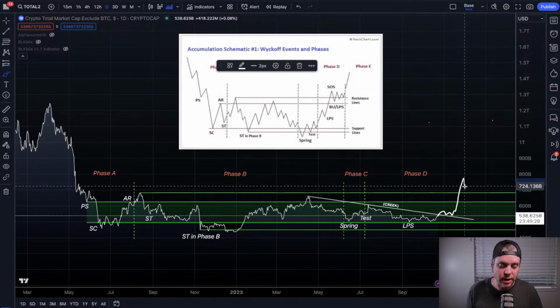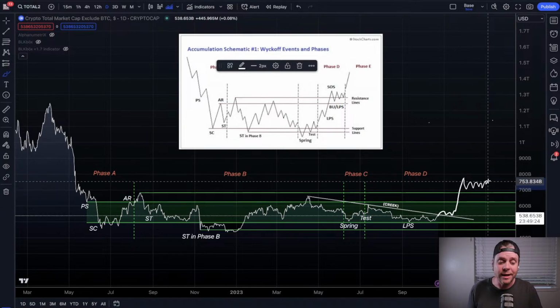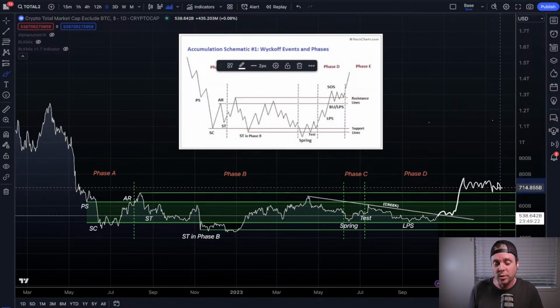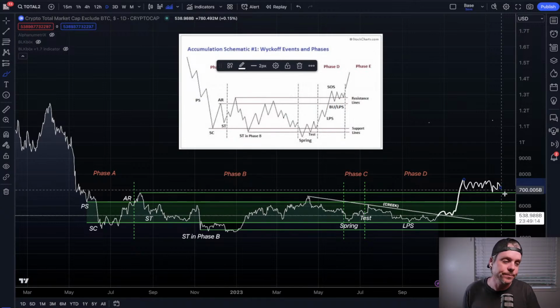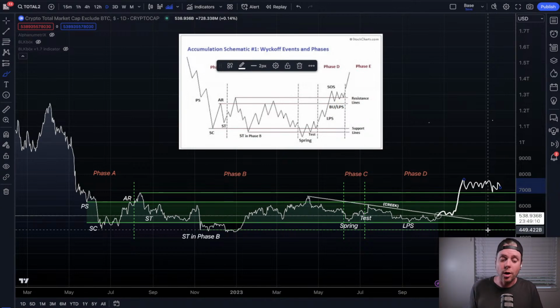A sign of strength would get us outside of the range. It would be a very powerful move, and it would begin to start flagging in what's known as a backup phase. Backup phase is getting on top of that accumulation trading range, consolidating before continuation. So as it stands right now, that is not the case. That's not where we're sitting.